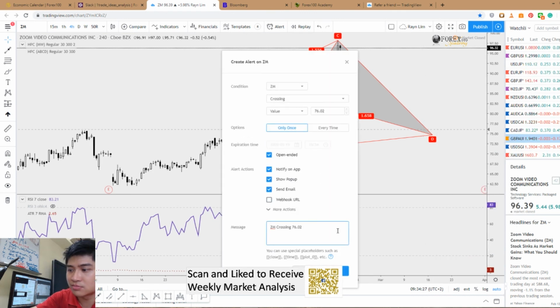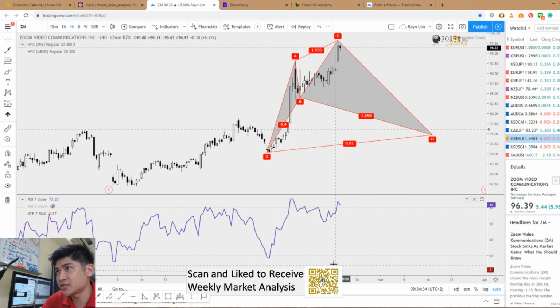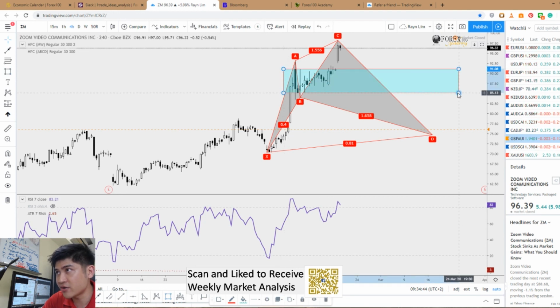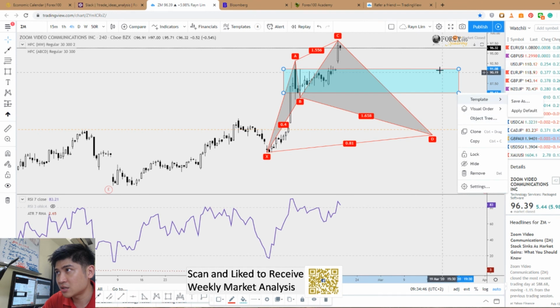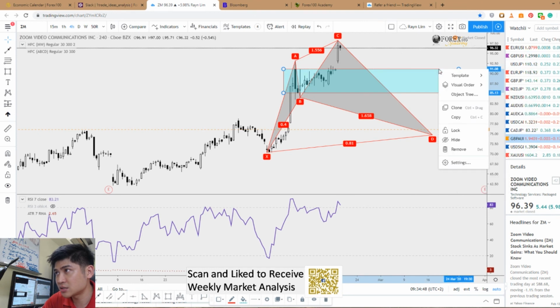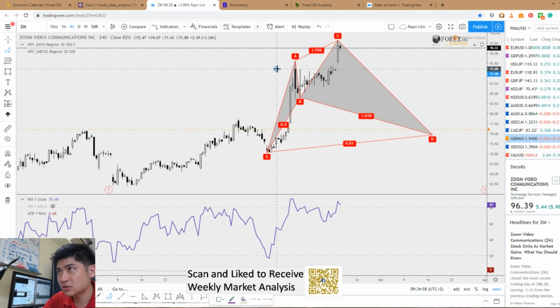Zoom. H4 chart. Wait for buying opportunity. This could be one, if not a retest of the support level as well. So what I can do is draw a box. This is the area I'm looking at. Right click, can I set alert? Oh, for box I can't. Alright, but I can do this. I can do a parallel channel. I remember this works.